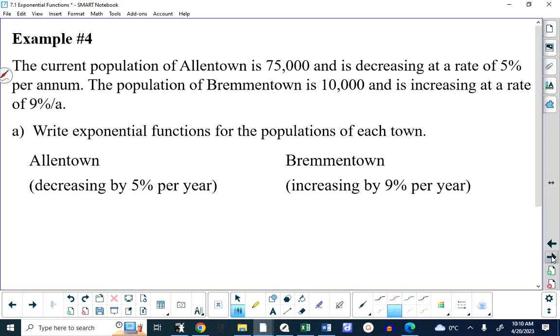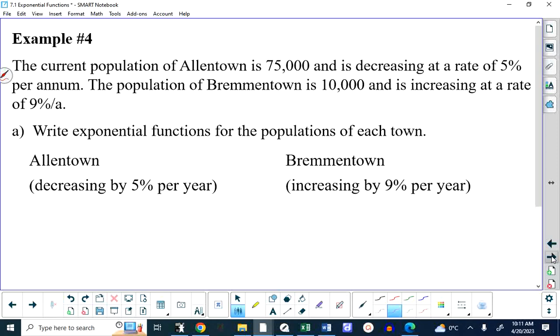Allentown, whose population is currently 75,000 people, but it's decreasing at 5% per annum. Annum means year. Population of Brementown is currently 10,000, but they are increasing at a rate of 9% per annum. I don't know what's going on in Allentown, whether it's a zombie apocalypse or a bad economy or whatever. People are leaving, okay? And I don't know what's going on in Brementown. Business is booming. Real estate is cheap. They have free festivals for the children every Saturday. People are moving there.